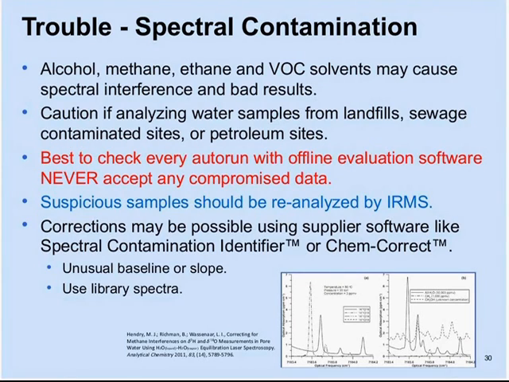Spectral contamination, I don't want to beat this to death, but it is a bit of an elephant in the room. Again, as mentioned, alcohols, methanes, ethanes, VOCs can cause spectral interference and bad results. So great caution is advised if you're looking at water samples from landfills or sewage samples or contaminated sites or petroleum or gassy sites. I'd suggest that it would be best, if there are questionable samples, that you check every auto run with the offline evaluation software. And more importantly, when data are flagged as compromised, don't accept the results. You need to reject those.